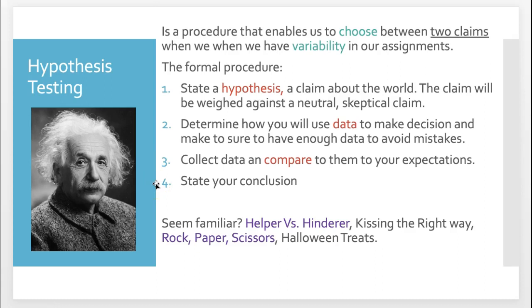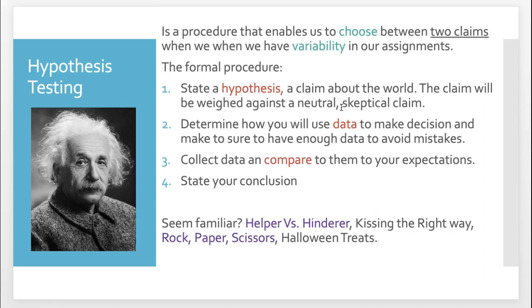We've done these things informally, especially in these examples. We were talking about helper versus hinderer. Our claim is that these babies are more likely to observe helpful behavior and in fact favor it over hinderer behavior. But when we were simulating outcomes of this experiment, we were assuming that there was no preference. Our hypothesis was that they're more likely to favor the helper toy, and the neutral skeptical claim is, let's see how likely it is that we observe this, given that there's no preference.